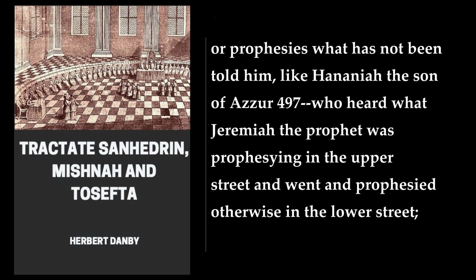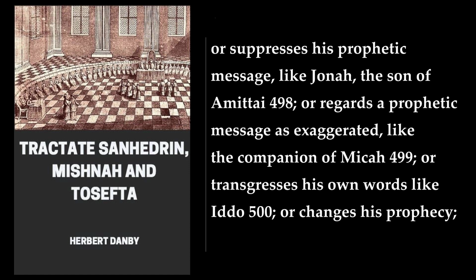Or prophesies what has not been told him, like Hananiah the son of Azur 497, who heard what Jeremiah the prophet was prophesying in the upper street and went and prophesied otherwise in the lower street. Or suppresses his prophetic message, like Jonah, the son of Amittai 498, or regards a prophetic message as exaggerated, like the companion of Micah 499, or transgresses his own words like Iddo 500, or changes his prophecy.